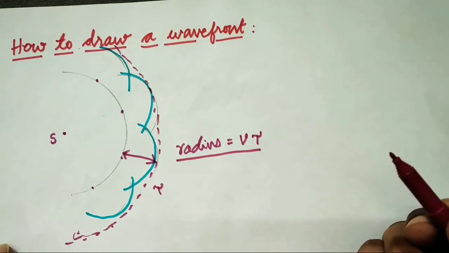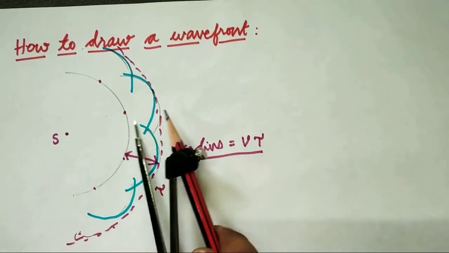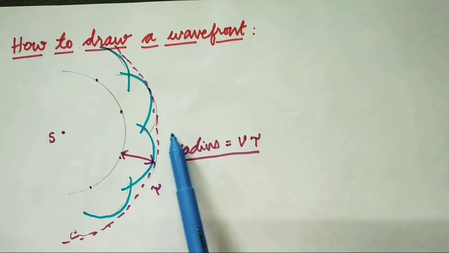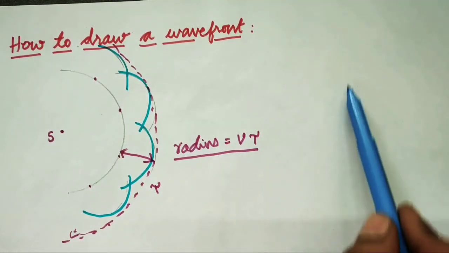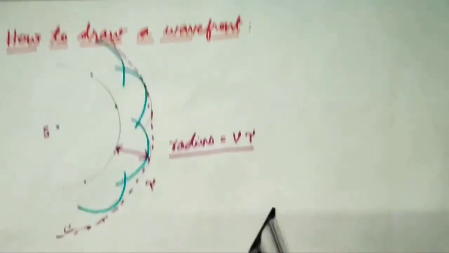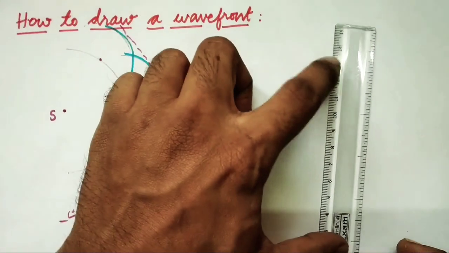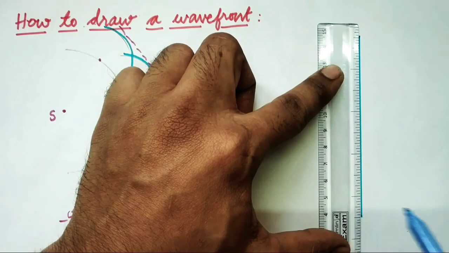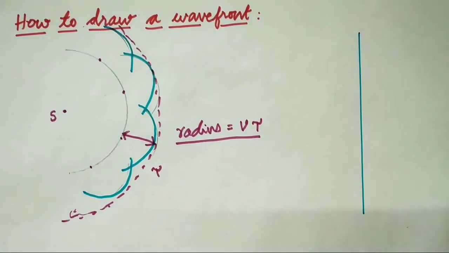So how do we draw a sphere? We take a radius which is equal to v into tau, and with the help of the compass we draw the sphere of radius v tau in order to get the secondary wavelet. Now let us assume when we move away from the source indefinitely to a long distance, then the radius increases to a large distance and the wavefront becomes plane at a particular point. Let us say the spherical wavefront has become a plane wavefront, or like a line, a plane wavefront here.